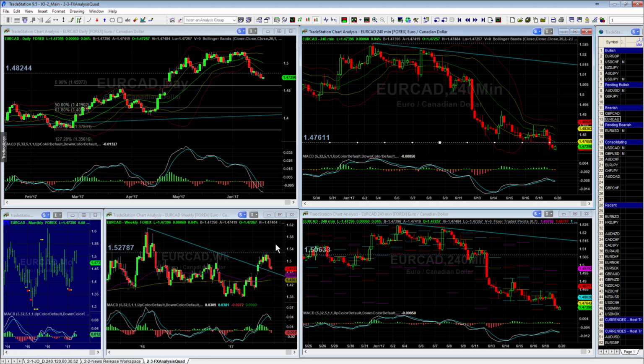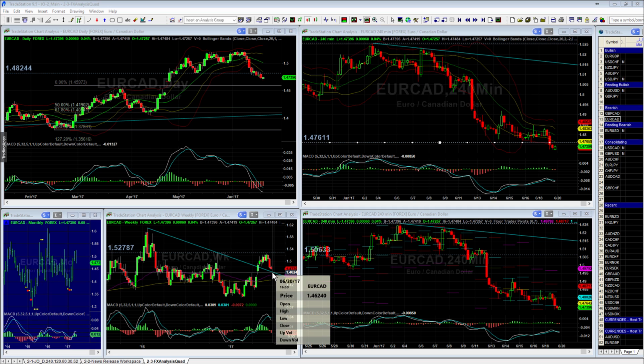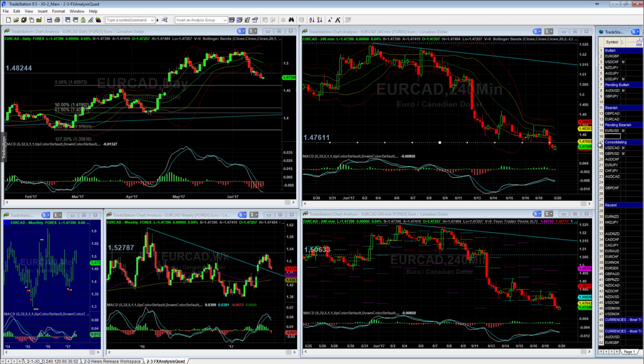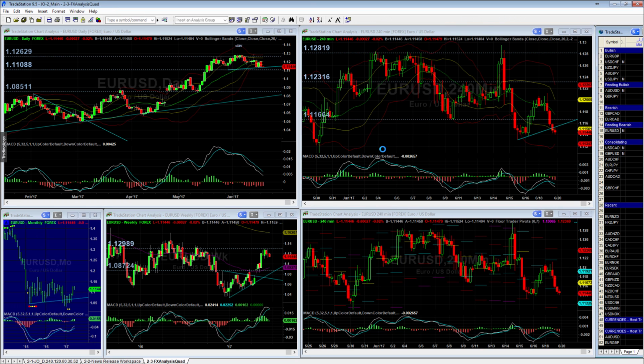Just watch this trend line here on our weekly. We're kind of getting close to that, or we'll be pretty soon. That's down around 1.46352.